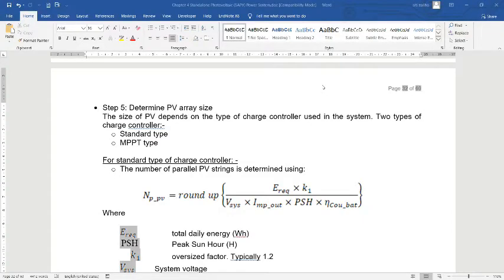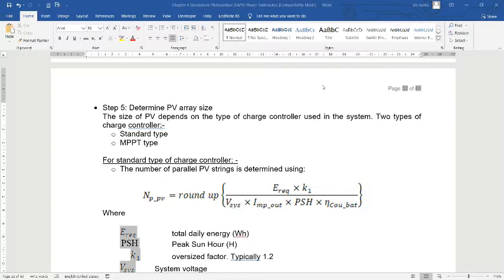Good afternoon. Today we continue on the system sizing of standalone photovoltaic system. We continue with step number 5, which is to determine the PV array size. Before this, we learned how to design the size of the battery and the configuration of the battery. Now we proceed to the PV array.